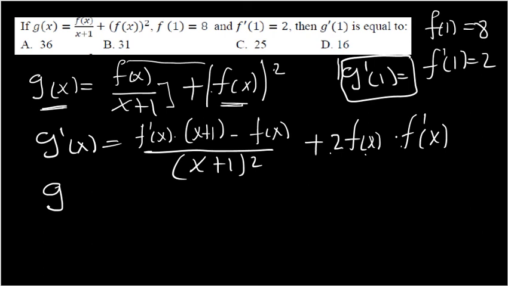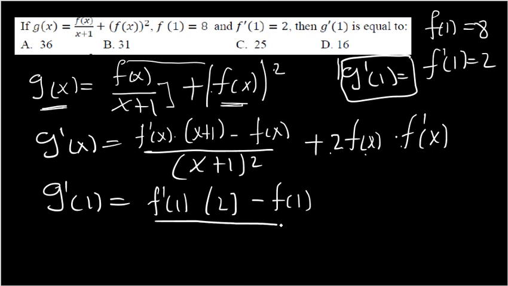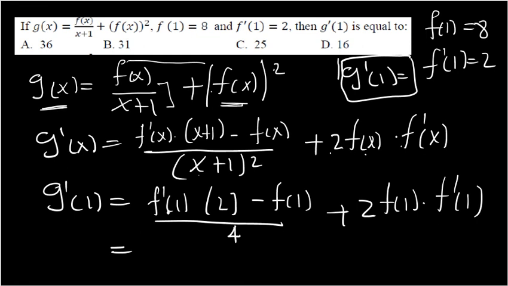Therefore, let us substitute now. g derivative at 1 means when you substitute 1 in every x place, this is going to be f derivative at 1 times 2, because 1 plus 1 here, and minus f of 1, the whole over, again, 1 plus 1 will be 2, the whole square will be 4. Don't forget here, plus 2 times f of 1 times f derivative of 1. Then let us substitute everything. In place of f derivative of 1, we can substitute 2. 2 times 2 will be 4.